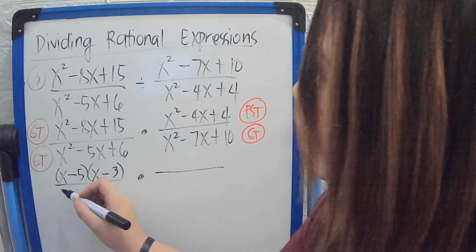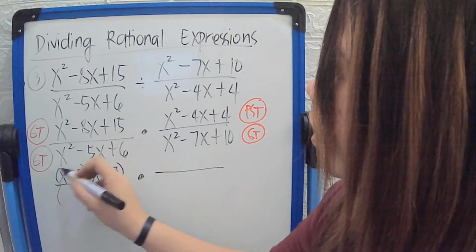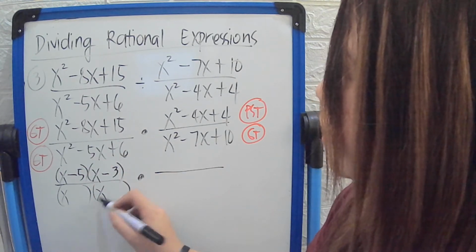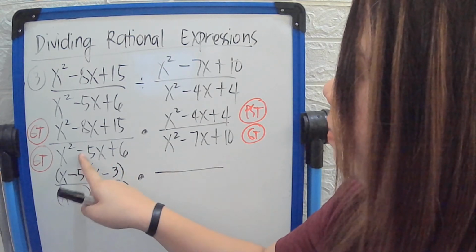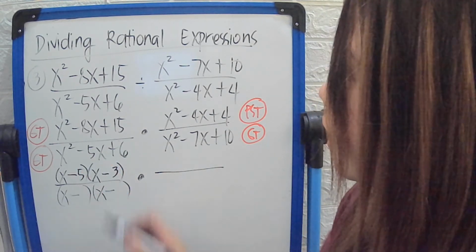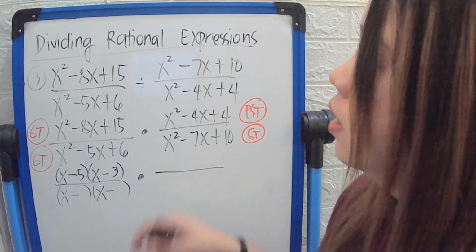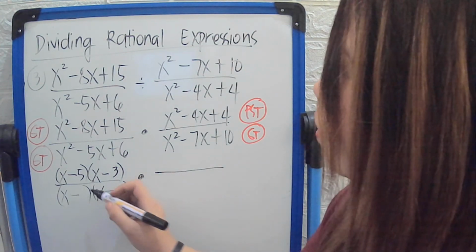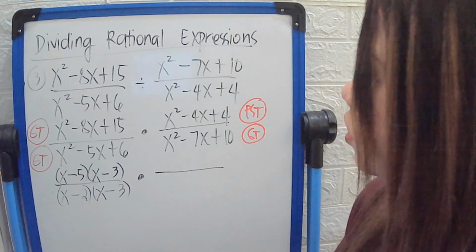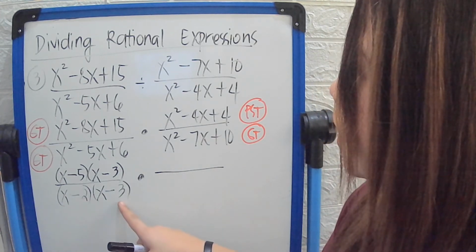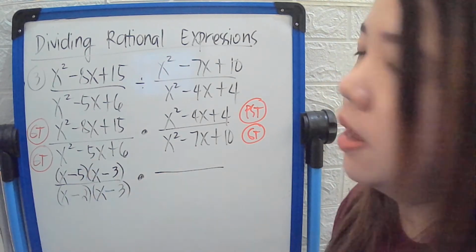For the second denominator, using GT, again, we get the factors of x squared. So we have x. Since your last term, again, is positive, you take the sign of the middle term. So they're both negative. So you look for factors of positive 6 that when added, you will have negative 5. So that will be negative 2 and negative 3. So why is that? Negative 2 times negative 3 is positive 6. If you add this 2, you'll have negative 5.